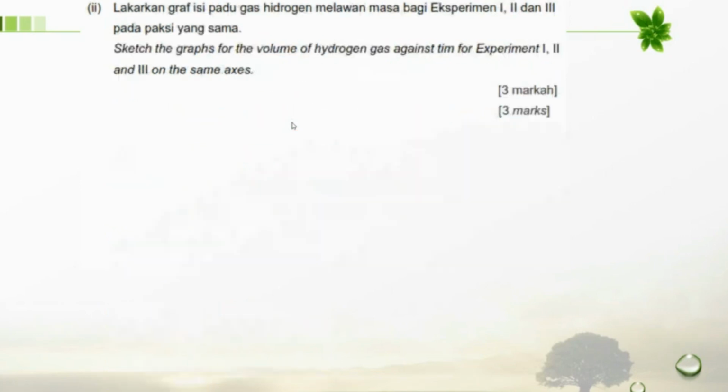Okay. Now sketch the graph for the volume of gas against the time taken for experiments 1, 2, and 3 on the same axis. If you are asked to sketch the graph, it is 3 marks. The clue here: first you need to find the factor. It will determine the gradient of the curve.